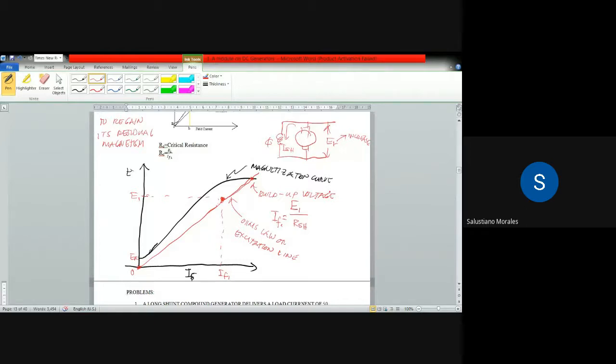So if we're going to increase the resistance of the field, what will happen to the position of the Ohm's law line? Say we're going to decrease the resistance. Sorry, the other way around, okay? So we're going to increase the resistance of the shunt field.